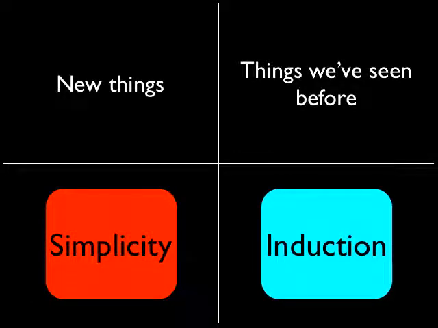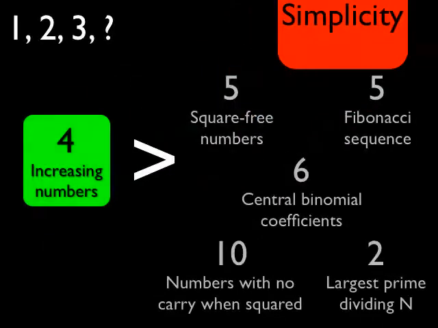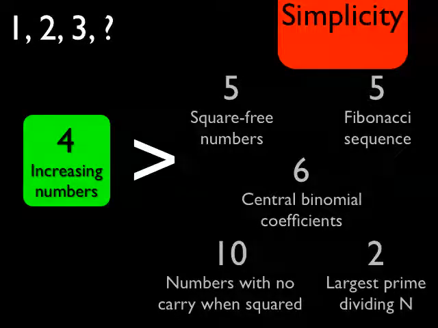When we have new things, we want to assume that the world's as simple as it could possibly be. And when we've seen things before, then we want to assume that the world continues to operate in the same way. So that is to say, weak induction holds. So I'm going to talk about the simplicity bias as it's used for this example. I won't talk about the induction bias too much.